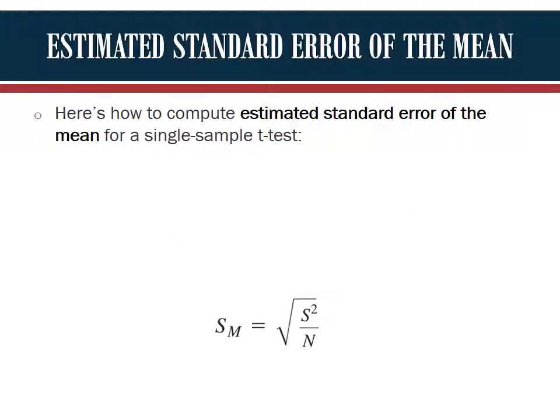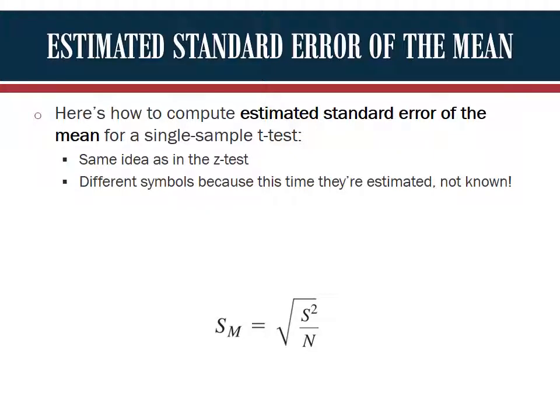All right, so here is how to compute estimated standard error of the mean for a single sample t-test. It's this equation here. It's s sub m. That's not s times m, right? That's s subscript m. So s subscript m equals the square root of s squared divided by n.